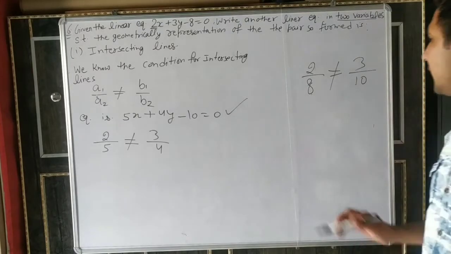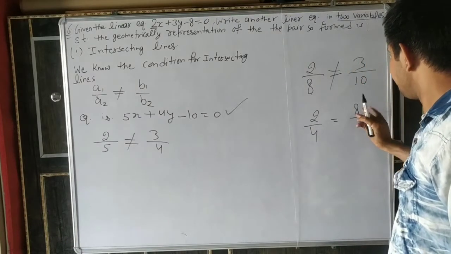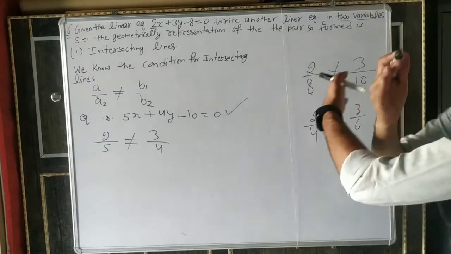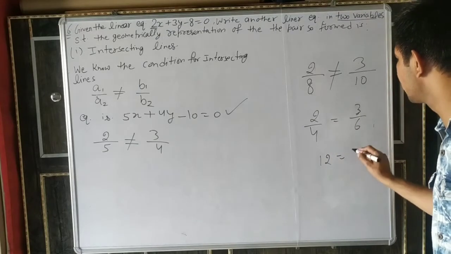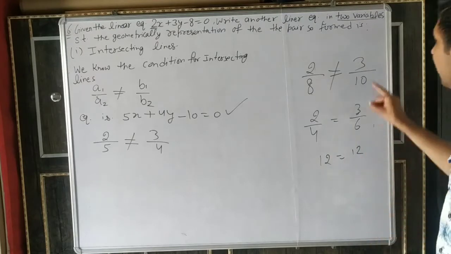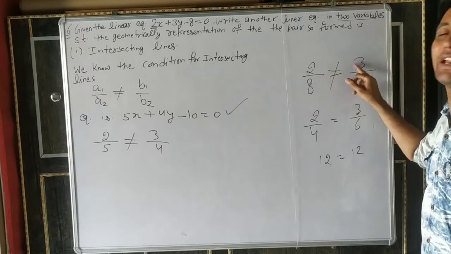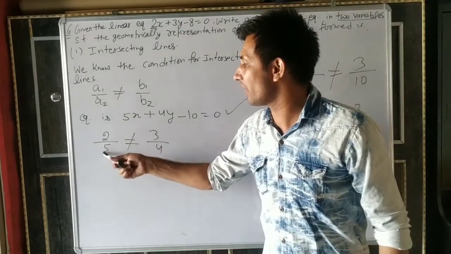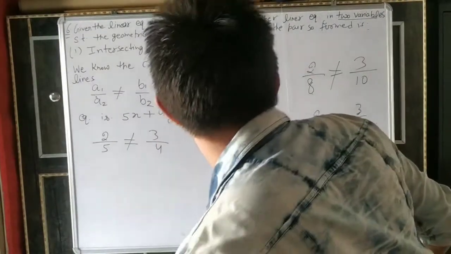One more thing, always. If any numbers are equal, like 3 upon 6, how will we check it? We will cross multiply. 6 into 2, 12, equals 4 into 3, 12. Yes, they are equal. You can check like this. 10 into 2, 20, and 8 into 3, 24. It means they are not equal. 4 into 2, 8, and 5 into 3, 15. It means they are not equal. Like this you can check it.